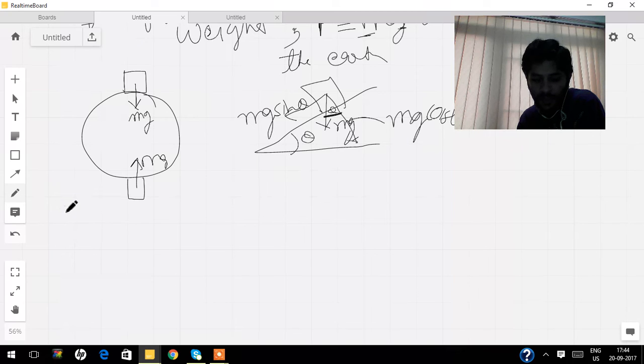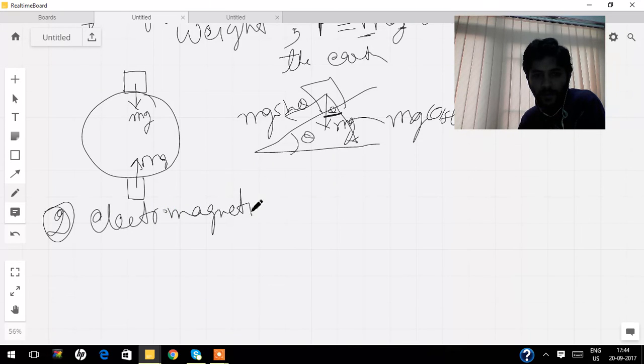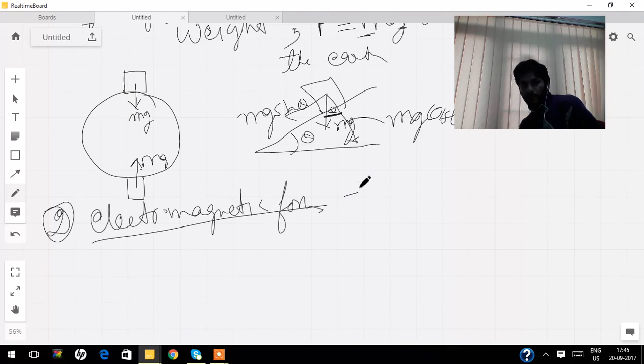Then we move to our next type of force, that is electromagnetic force. Electromagnetic forces are stronger than the gravitational forces, and they are numerous in nature. There are so many different types of electromagnetic forces in nature, but here we will be studying 4 types. Okay, so let's talk about them.